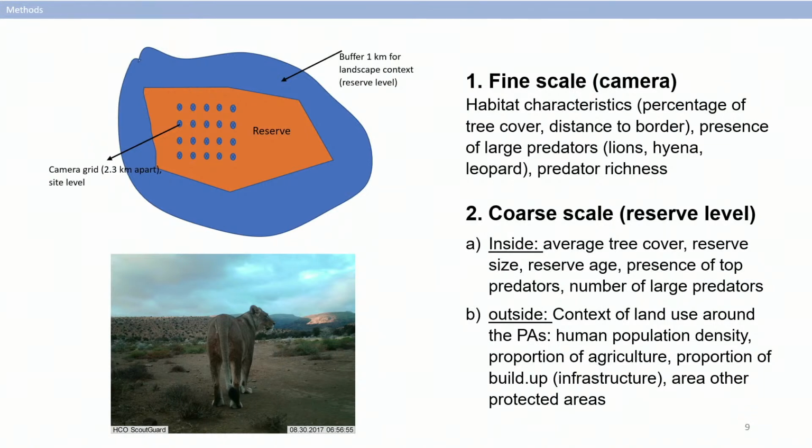And then at the coarse scale, we have variables inside the reserve that characterize the whole reserve, which are basically the same as the fine scale, but at the reserve level, plus reserve size and reserve age.